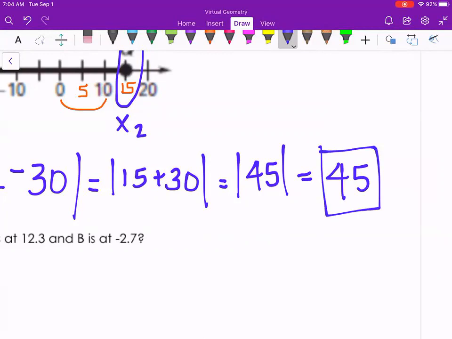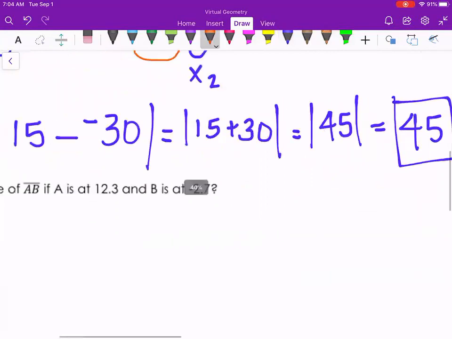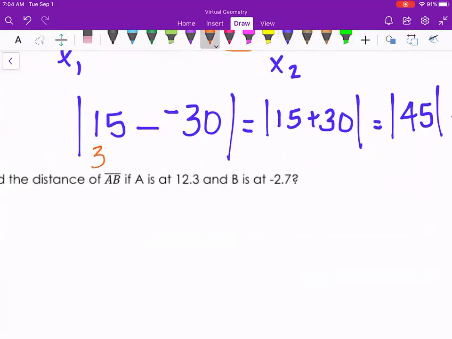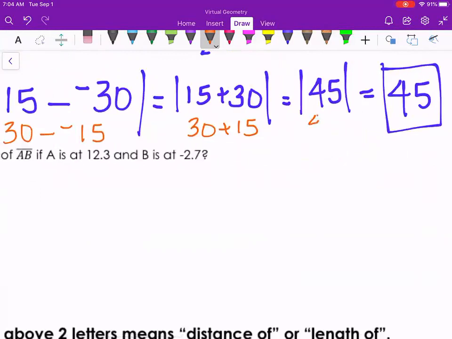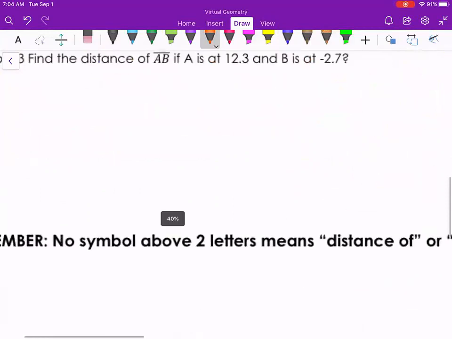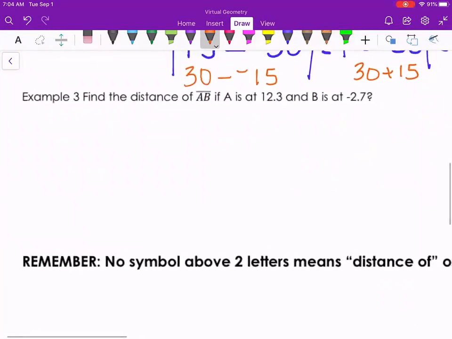Now, if you had reversed the two numbers, the other way we could have done this, let's say we did reverse, and you had 30 minus -15. You still would have had 30 plus 15 because of that minus negative. So the order here is not what's important as long as you know what your two endpoint numbers are. That's what you need to figure out. Whether you let the left one be x1 or x2, you're going to get the same answer either way. So let's try a couple of examples here and let's see what happens.